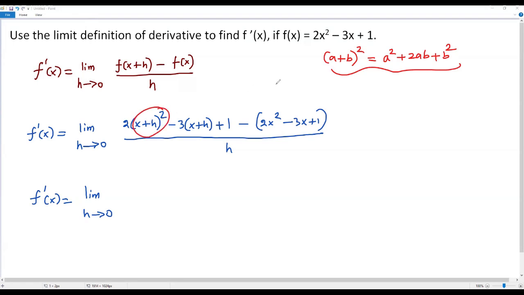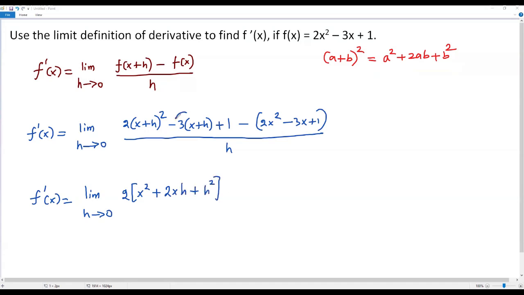So comparing this x positive h the whole square and a positive b the whole square, at the place of a we have x, and at the place of b we have h. So we have to write the expansion over here by replacing this a by x and b by h. Okay, let me do it. So we have 2 times x square positive 2ab, for a we have x and for b we have h, positive b square, that is h square.